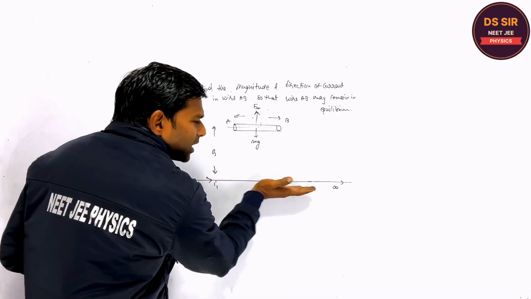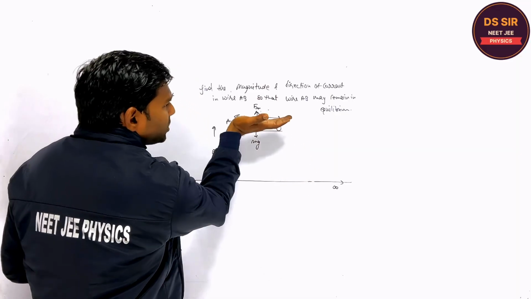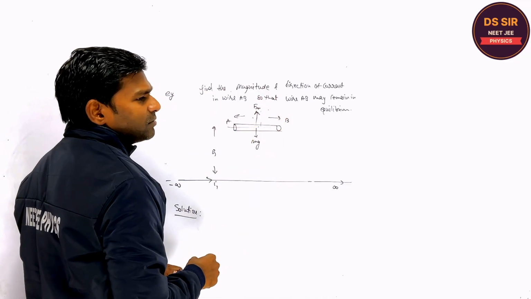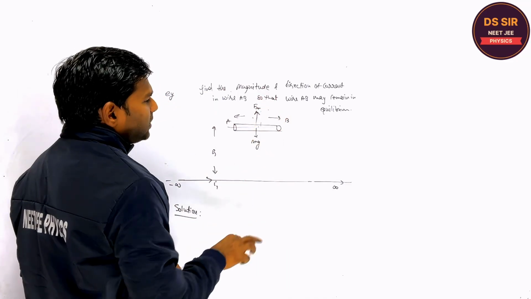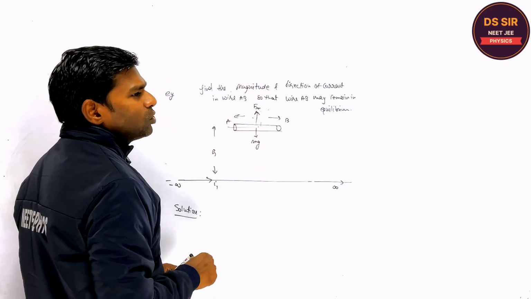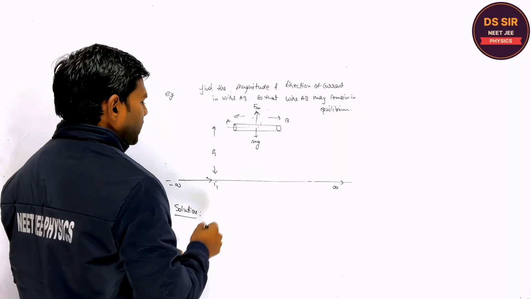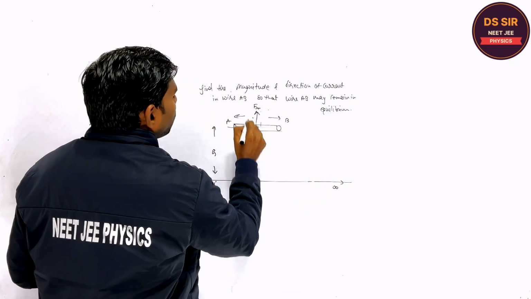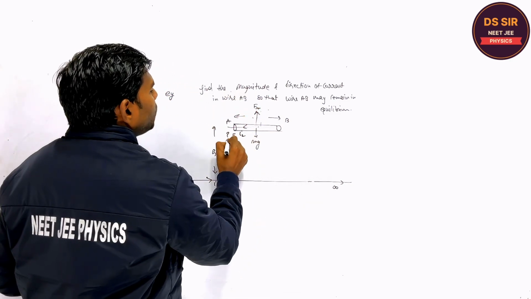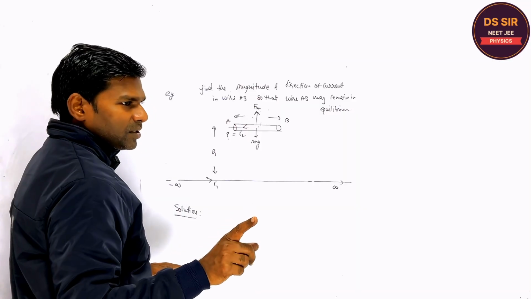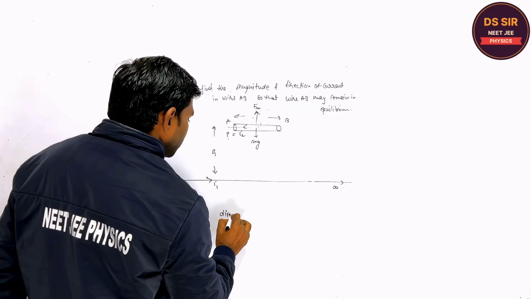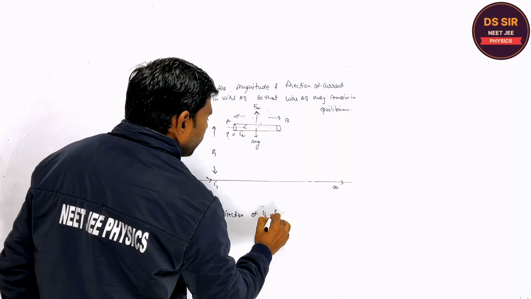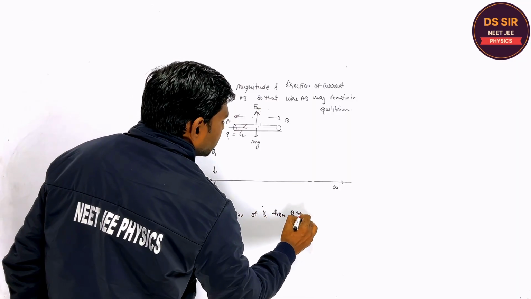Listen, this is a current carrying wire. This is also a current carrying wire. The force should be repulsive or attractive? Repulsive. So the current should flow in the opposite direction or the same direction? Opposite direction. So I1 is flowing in this way, so I2 must be flowing in this way. This current I2 you have to find. So what is the direction? The direction of I2 is from B to A. This is the first thing.